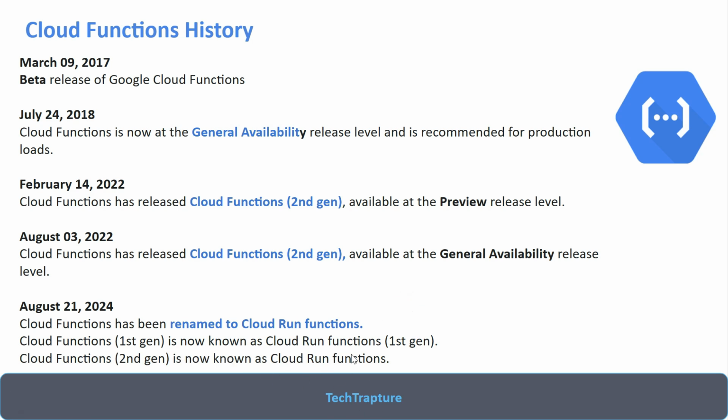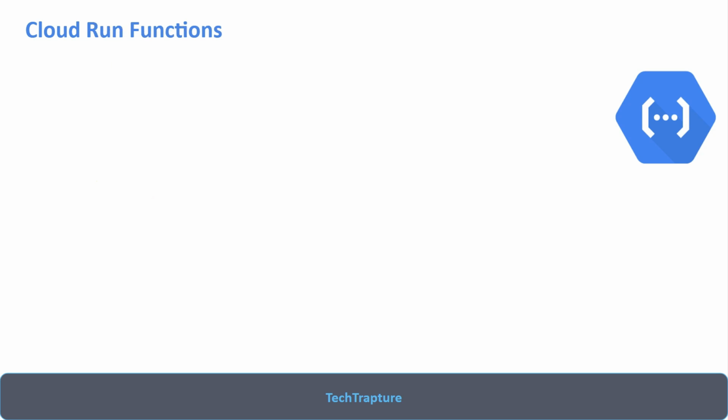So whenever you are talking about Cloud Run functions, by default these are second generation, and if you are using the first generation, then you have to specify first generation. That was the quick history of how Cloud Functions was renamed to Cloud Run functions after introducing the second generation. Now let me go to the next slide and we'll cover what a Cloud Function is.